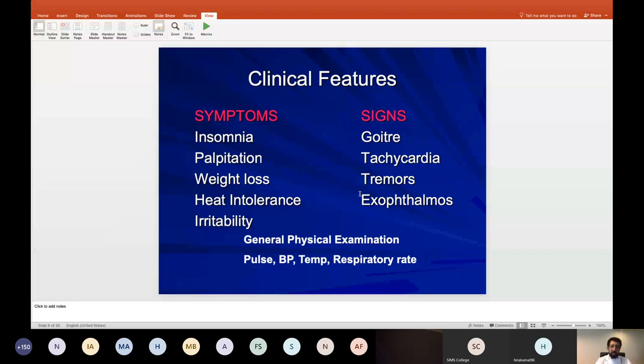If I start with the general physical examination, you'll find that the pulse rate will be high. Most of these patients are hypertensive. When you actually touch them, you'll have a feeling that they have a raised body temperature. And obviously, apart from tachycardia, they'll have tachypnea, because their respiratory system is also enhanced.